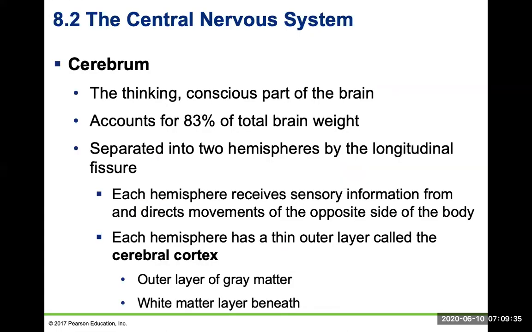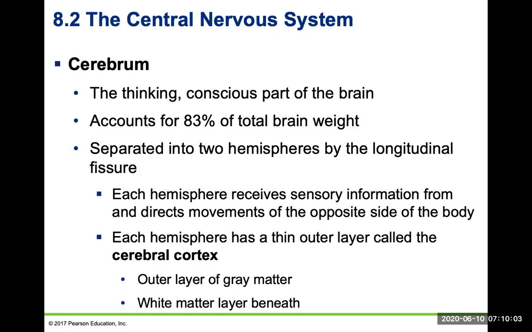The cerebrum is what you think of when you think of the thinking, conscious part of the brain. It's about 83% of your total brain weight. It's separated into two halves or hemispheres by the longitudinal fissure, and each hemisphere receives sensory information from and directs movements of the opposite side of the body. So your right hemisphere of the brain controls the left side of the body, and the left hemisphere of the brain controls the right side of the body.